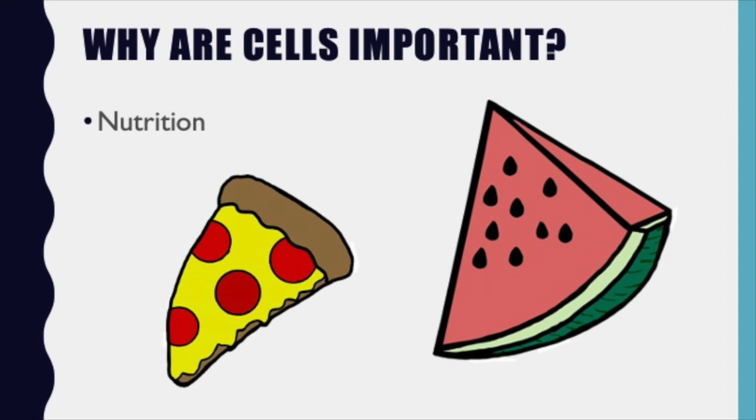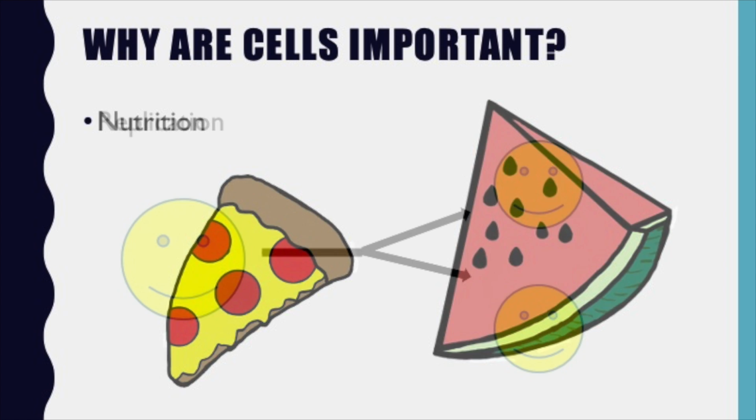So the first reason they're so important is nutrition. Cells are really important in absorbing all the food we eat, and that's why we need to fuel ourselves with things like food and water. Cells are able to use that and give us energy so that we're able to go run, jump, and play.